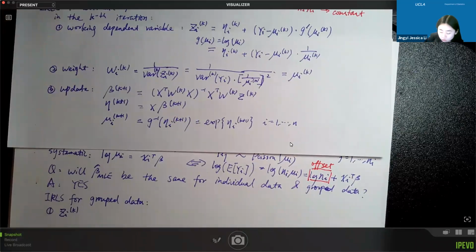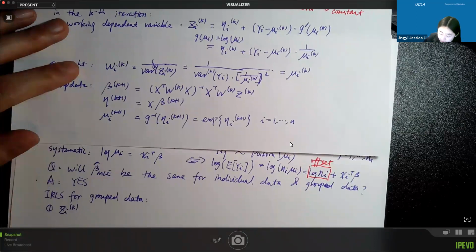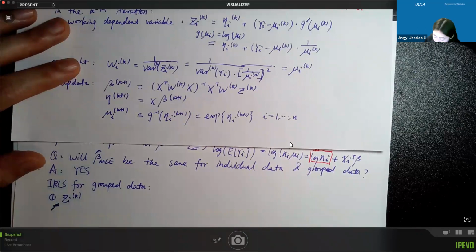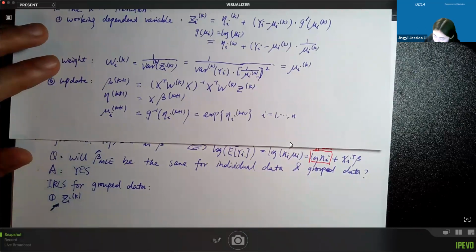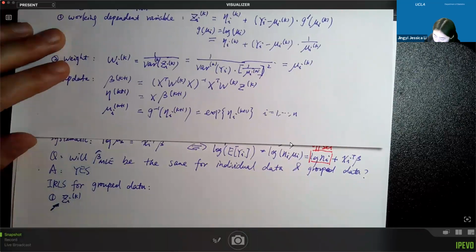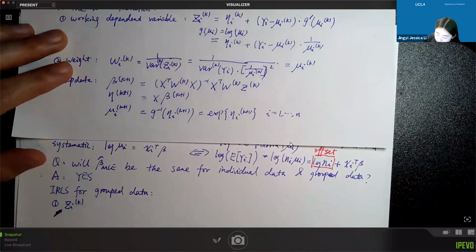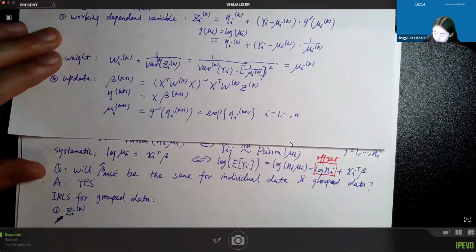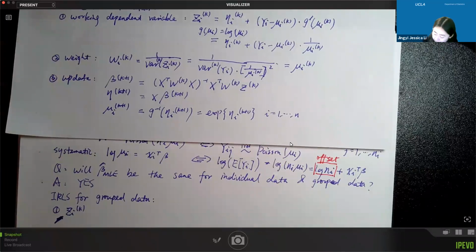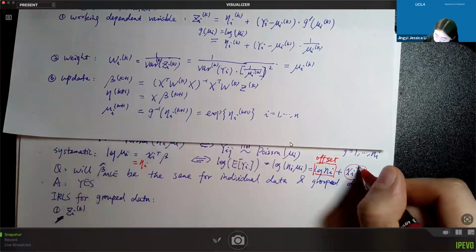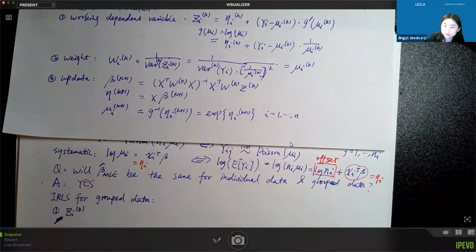So let's talk about the working dependent variable still on the scale of individual data rather than on the scale of group data. Okay, never mind, sorry, I take my words back. So let's just use eta_i. Let's still define eta_i just as the linear predictor. I think that's fine for us.